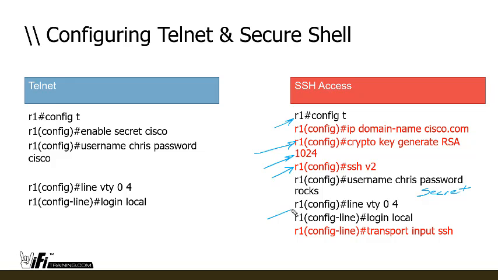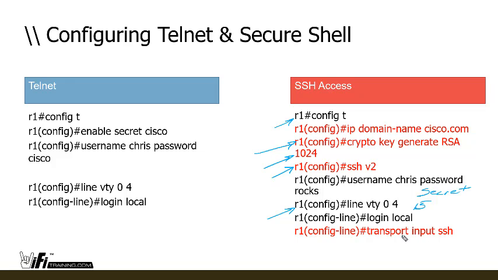Then under line vty 0 to 4, and some devices nowadays they go all the way up to 15. So you might do line vty 0 15. That way you can cover kind of all 15 sessions. And then we can use the login local command. Now under login local command, if that's all I did and I did nothing else, then Telnet would still be allowed to this device. Okay, all transport is allowed to this device unless we lock it down.